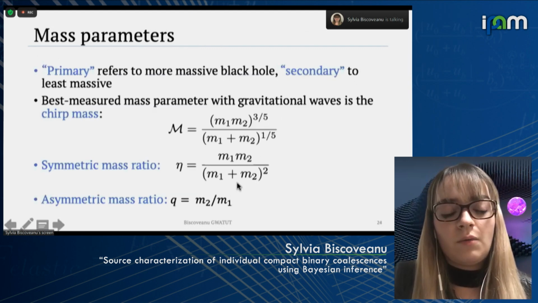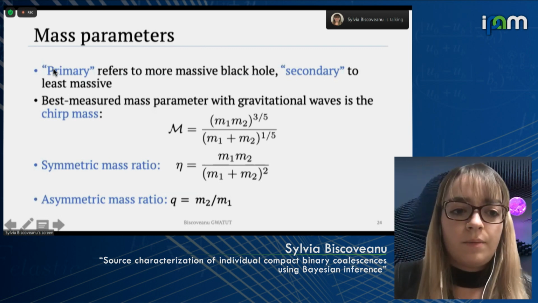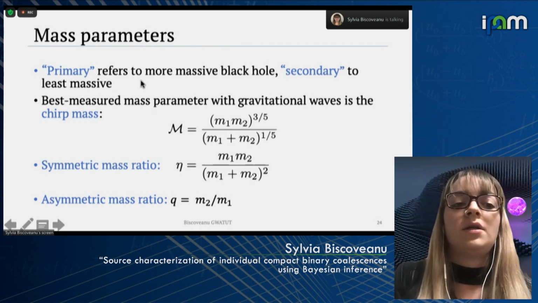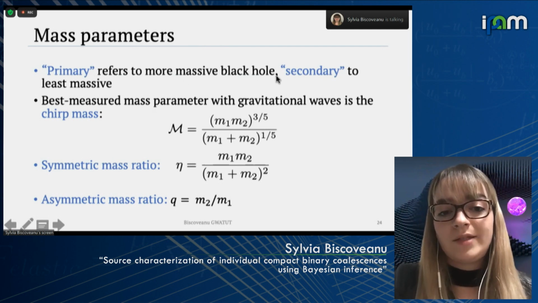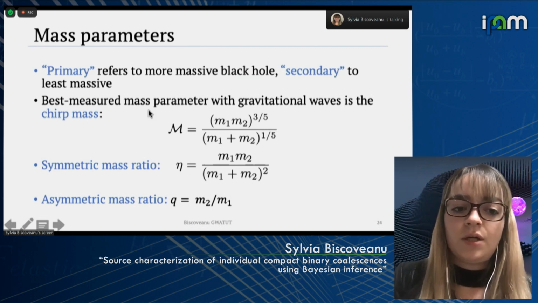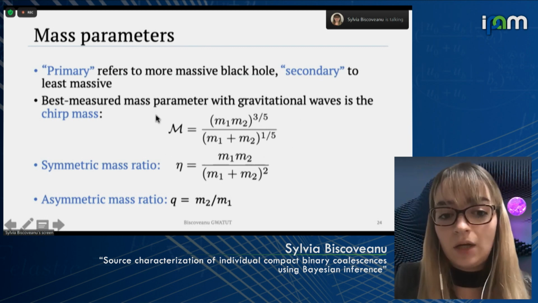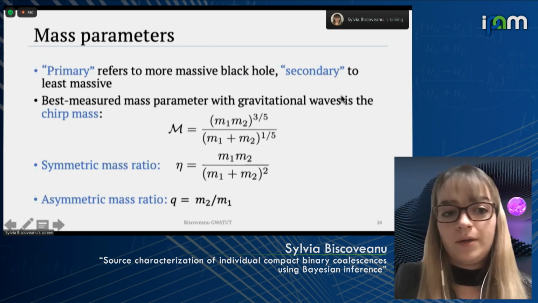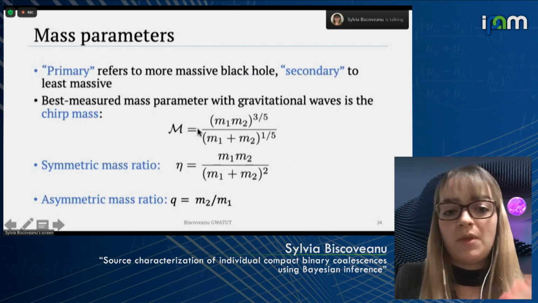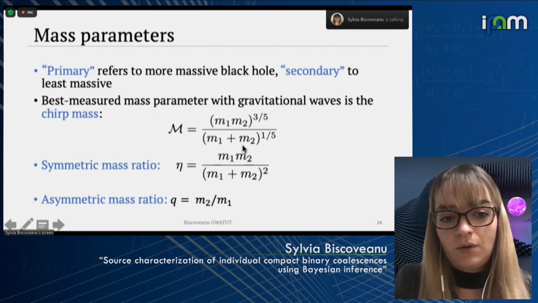Okay, so what are the parameters that we are actually trying to measure here in a bit more detail? As I mentioned earlier, we typically use primary to refer to the more massive black hole and secondary to the least massive black hole. And the best measured mass parameter with gravitational waves is called the chirp mass. So this is the leading order contribution from the masses of the source to the waveform, and that's why it's the easiest to measure. And it is this particular combination of the component masses, so (m1 times m2) raised to the 3/5 divided by (m1 plus m2) to the 1/5.